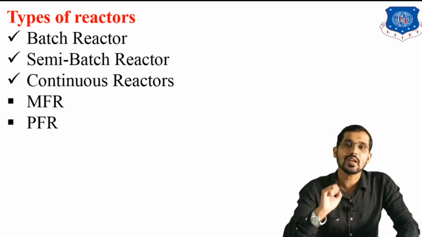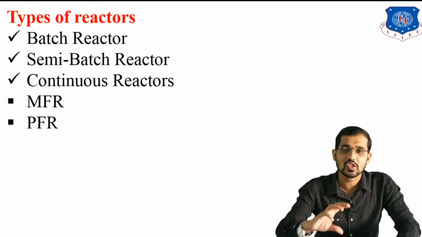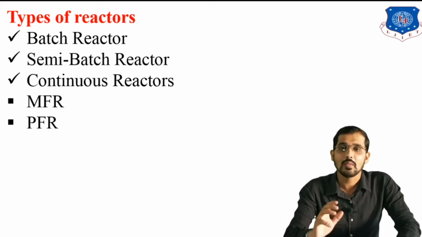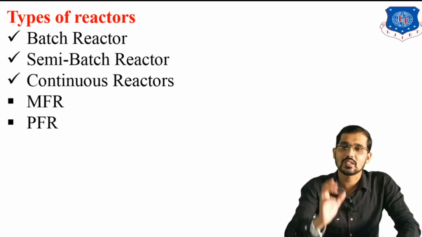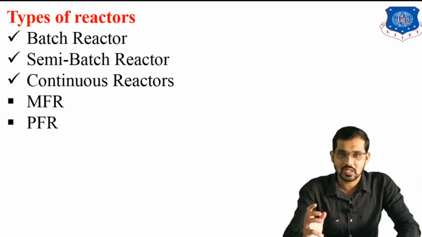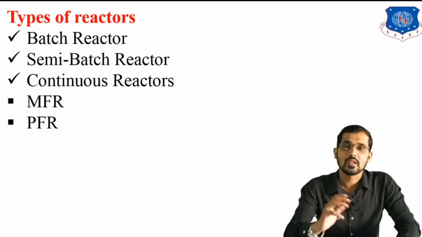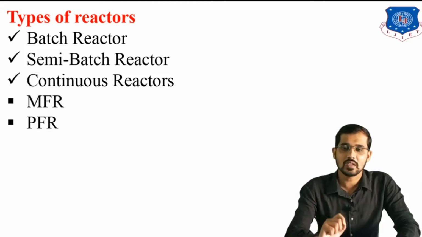So what is the meaning of reactor? A reactor is one type of vessel in which a reaction can be carried out, and we get multiple products. Those are nothing but byproducts or main products of the reaction, by using a catalyst. So that vessel is nothing but a reactor. After that, these are the different types of reactors. You can see on the screen. First one is the batch reactor, followed by the semi-batch reactor, and continuous reactors. There are different continuous reactors available in the chemical engineering field. First one is MFR and second one is PFR.